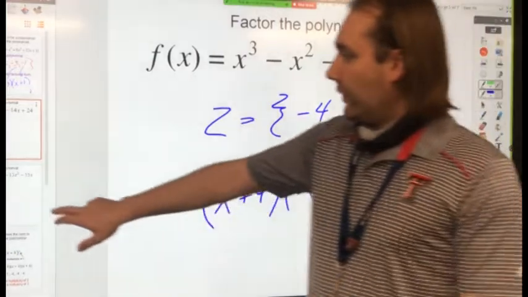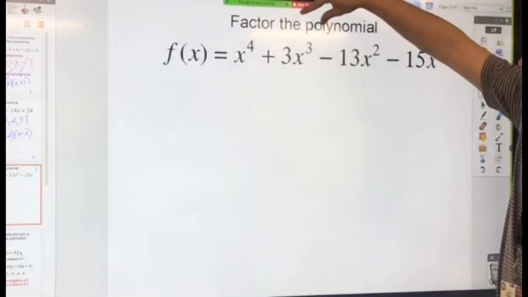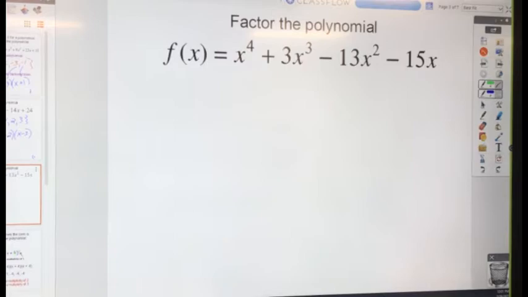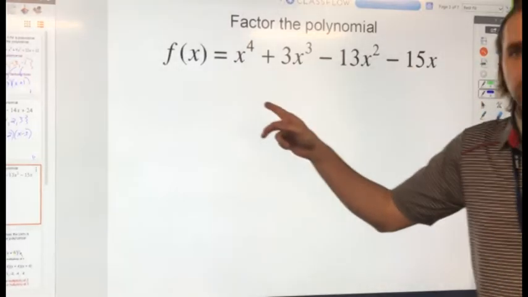So, real quick, while I take attendance, find my zeros. That's step one, is to find the zeros, but then the ultimate goal is to factor this polynomial. Okay, tell me how many zeros does this polynomial have? So how many factors will this polynomial have?